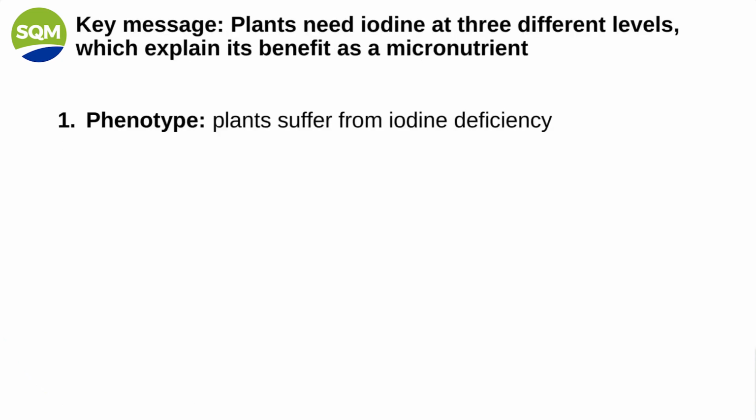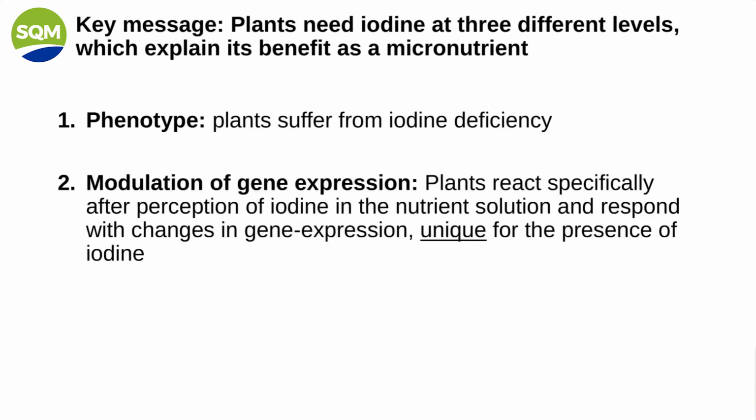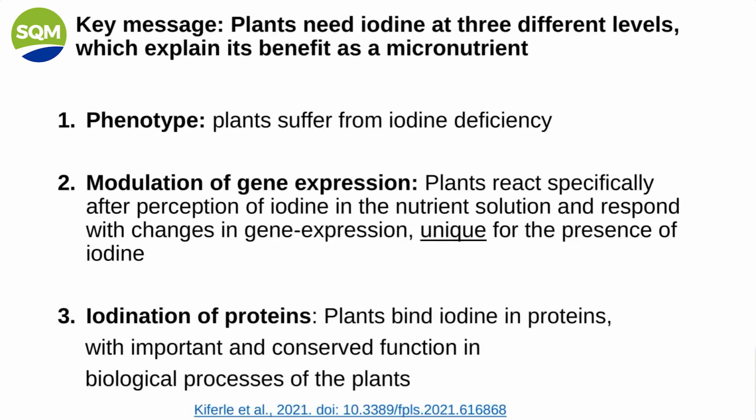The paper brings three key messages. First, there is a study on phenotype. Can you see that plants suffer from iodine deficiency? The second is on the level of gene expression, where we show that plants react specifically after perception of iodine in a nutrient solution, and that this perception is indeed unique for iodine. And the third one, the most exciting one, is iodination of proteins. It was discovered that plants bind iodine to protein similar to how humans do, with important and conserved function in the biological processes of plants. So I will summarize these three points for you.